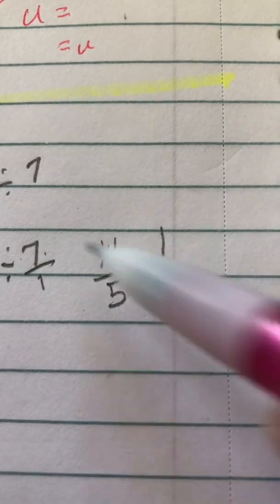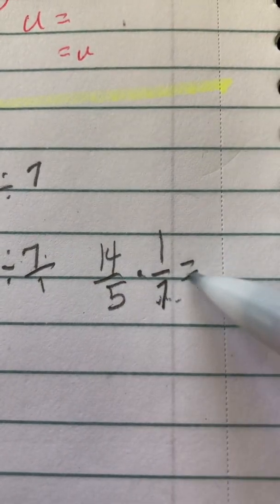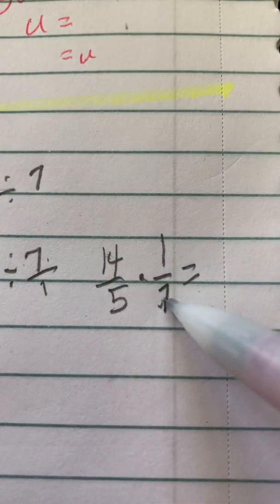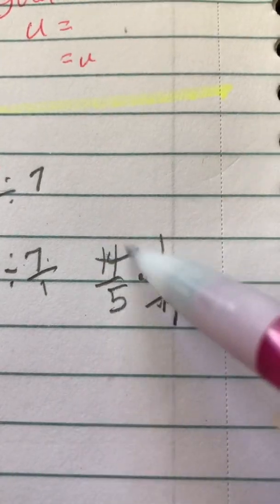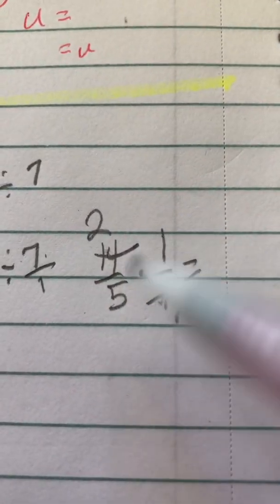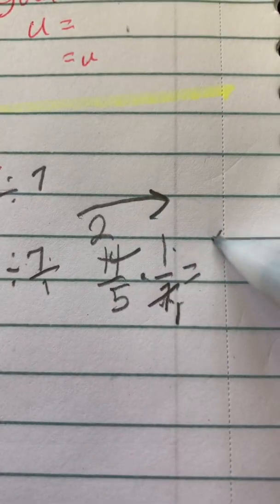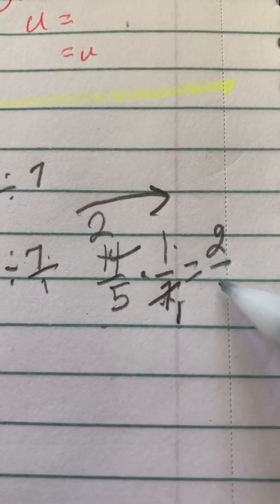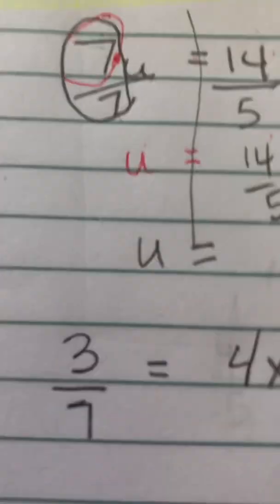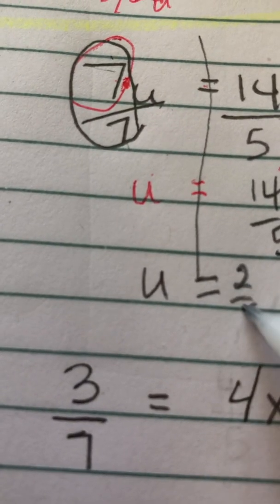So then if we reduce this before we multiply, both of these can be divided by 7. So this becomes 1 and this becomes 2. If you can reduce first, do it. Then multiply straight across the top, 2 times 1, and 5 times 1. So 2/5. So u is 2/5.